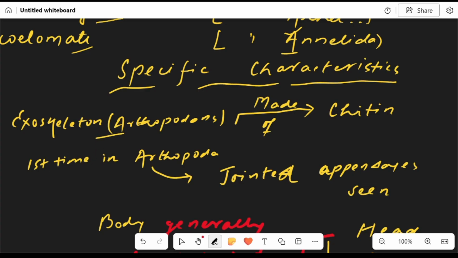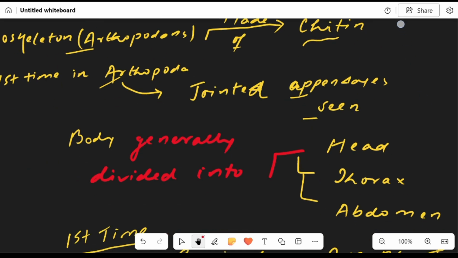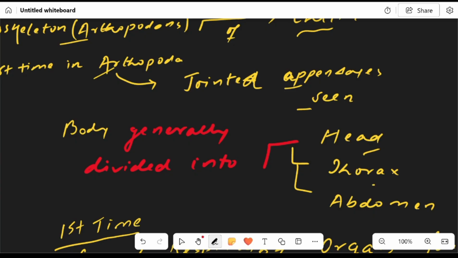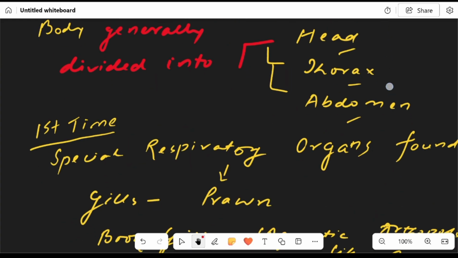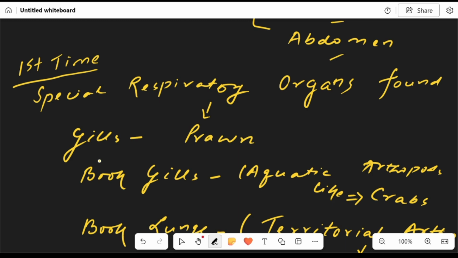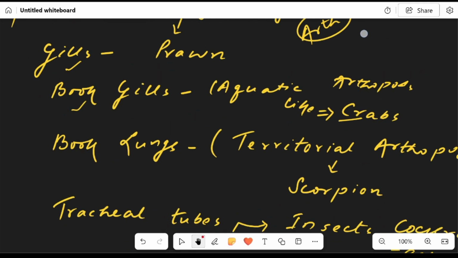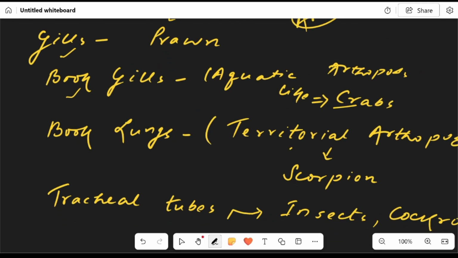Special characteristics: the exoskeleton of arthropods is made of chitin. First time in Arthropoda, we find jointed appendages. The body is generally divided into three parts: head, thorax, and abdomen. First time, special respiratory organs are found in arthropods. What are those? Gills, which are found in prawn. Gills are found in aquatic arthropods, for example crabs. But there are book lungs, which are found in terrestrial arthropods such as scorpion, and tracheal tubes are found in insects and cockroaches.